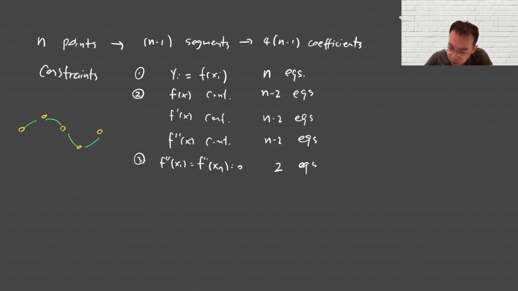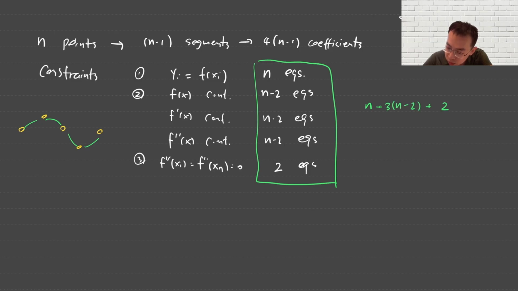If we sum this up, what we get is n plus n minus 2 times 3 plus 2, which equals 4n minus 4. This is the same as the number of coefficients, 4 times n minus 1. So we have the same number of unknowns as the number of equations, which means this is a full linear system we can solve.